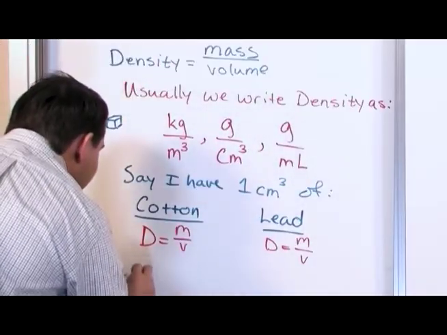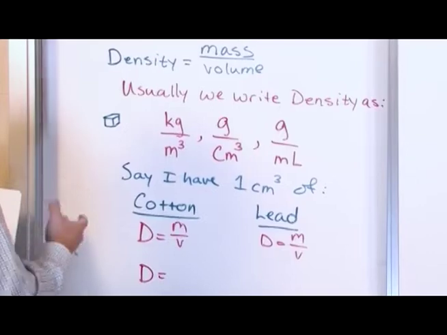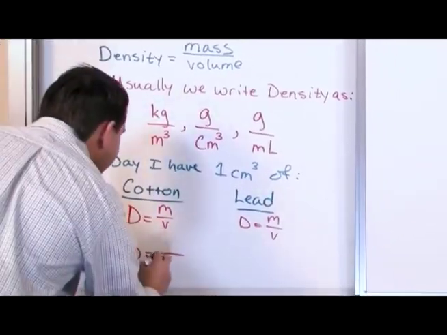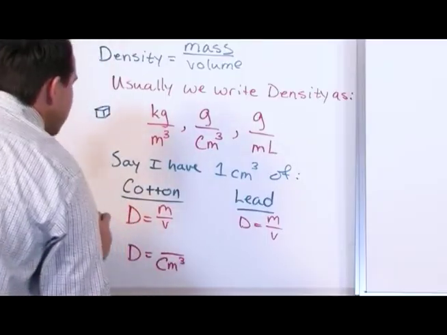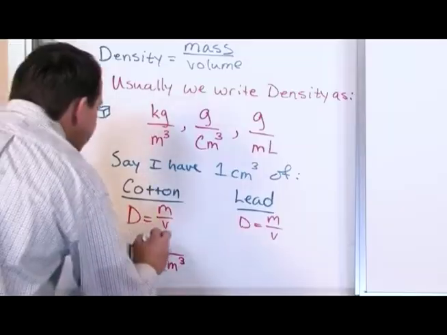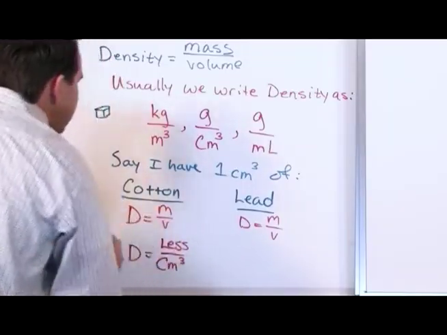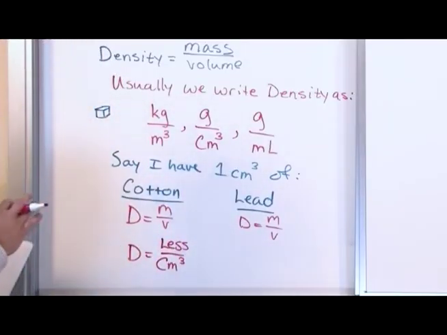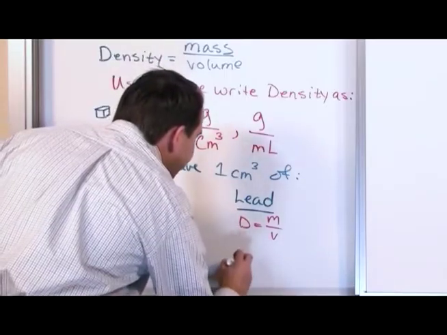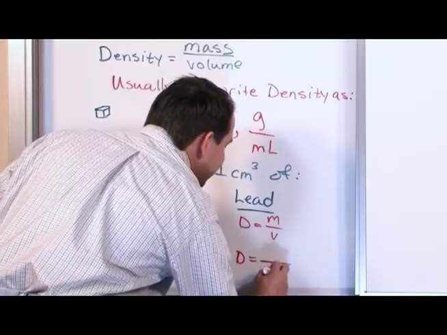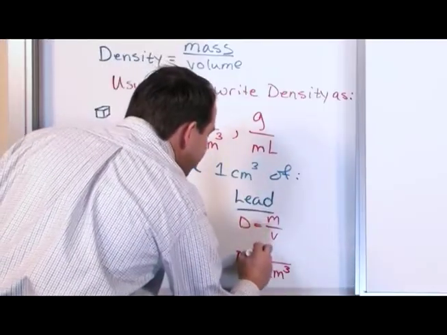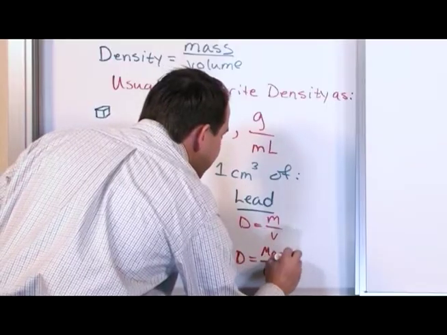So for the cotton, I know that I have 1 cubic centimeter, all right? But if I'm going to have the same amount of lead and cotton, I know I'm going to have less mass. I could put a number here, but the number really doesn't matter. I'm going to have less mass for that same volume. And over here, I'm going to have exactly the same volume, and so I'm going to have more mass.